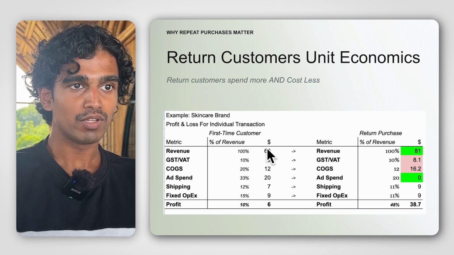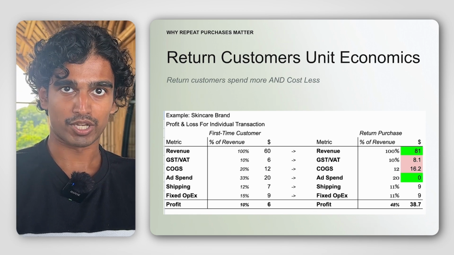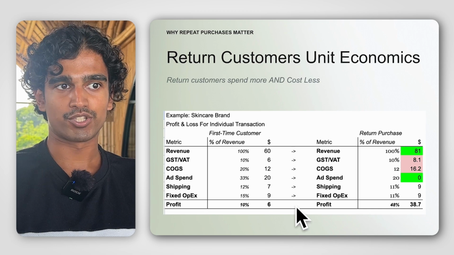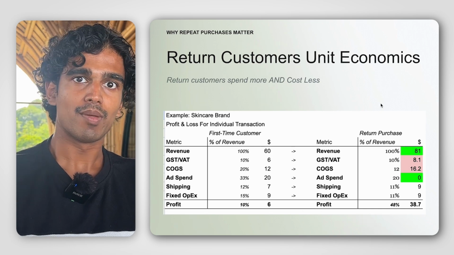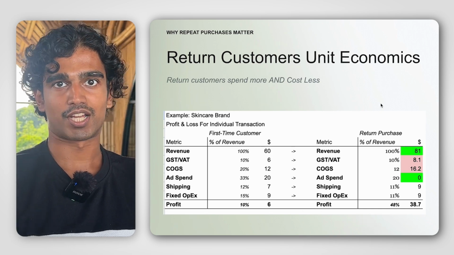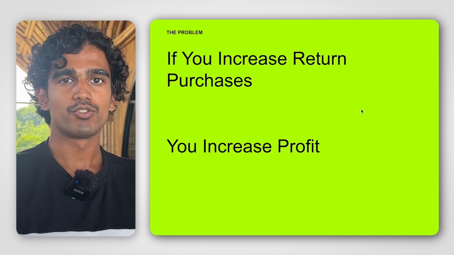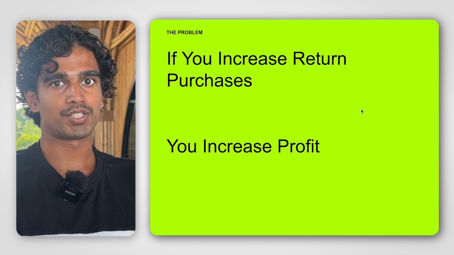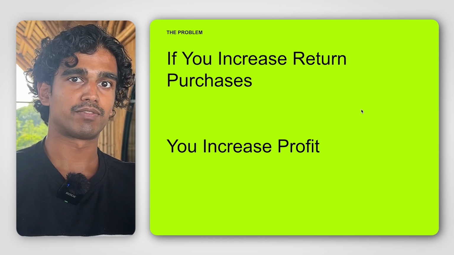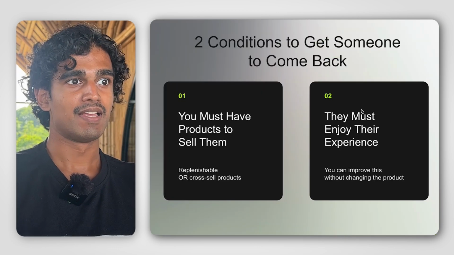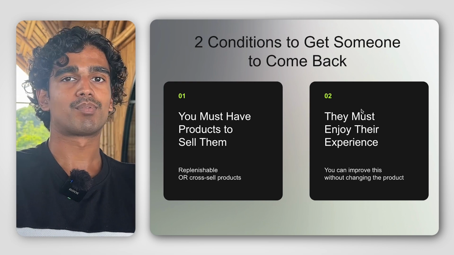What that means is all of your profit comes from a repeat purchaser. You don't make any money on the acquisition. You make most of your profit on the back end, on the upsells, on the return customers. So what that means is that if you increase return purchases, you increase your profit. So how do we increase repeat purchases? There's two conditions that you must fulfill before you even think about how to do it. And that's number one, you must have products to sell them.